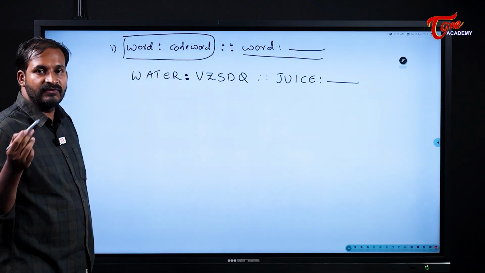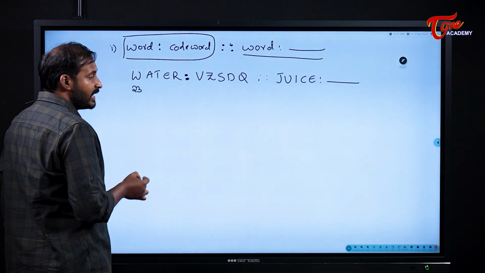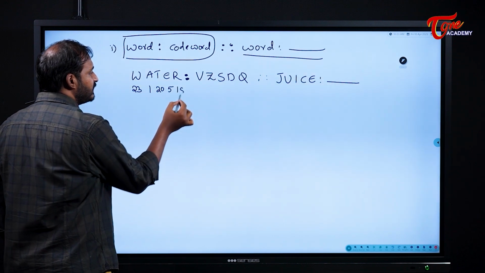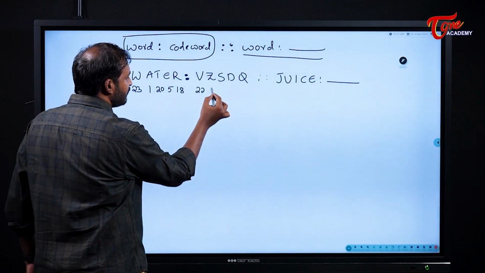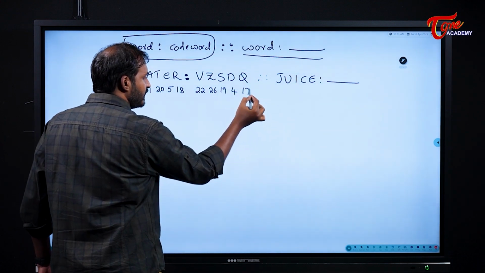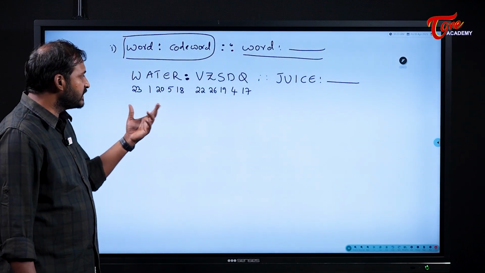Instead of that, for example, write the place values. What is W? W is the 23rd alphabet, A is the first alphabet, T is the 20th alphabet, E is the 5th alphabet, R is the 18th alphabet. Now similarly, V will become what? 22nd alphabet, Z is 26, S is 19, D is the 4th alphabet and Q is 17. Now please observe these numbers.